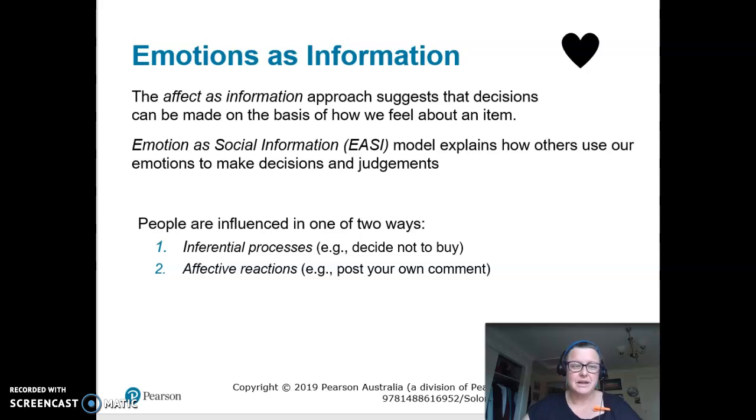So let's start by thinking about consumers as emotion experiencers. So emotions are one source of information that we can draw on to make decisions. So this approach, or way of conceptualizing the decision maker, suggests that decisions are made on the basis of how we feel about an item. So people might talk about this as, you know, that notion of heart versus head, or a gut feeling, or instinct. Emotion is social information. So this model explains how others use our emotions to make decisions and judgments as well.